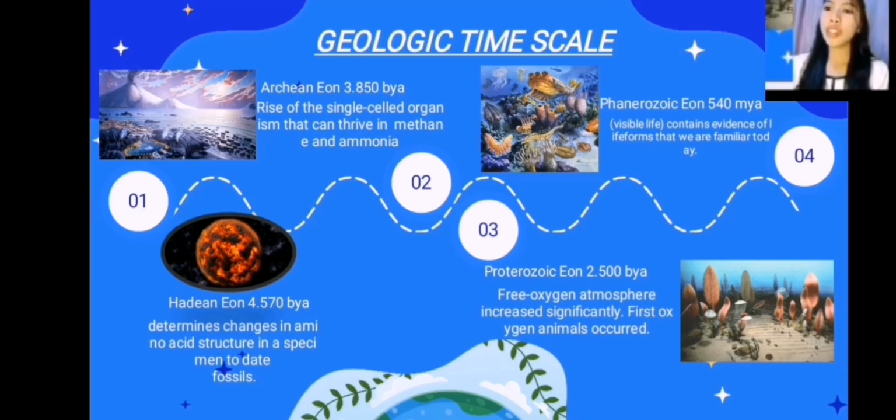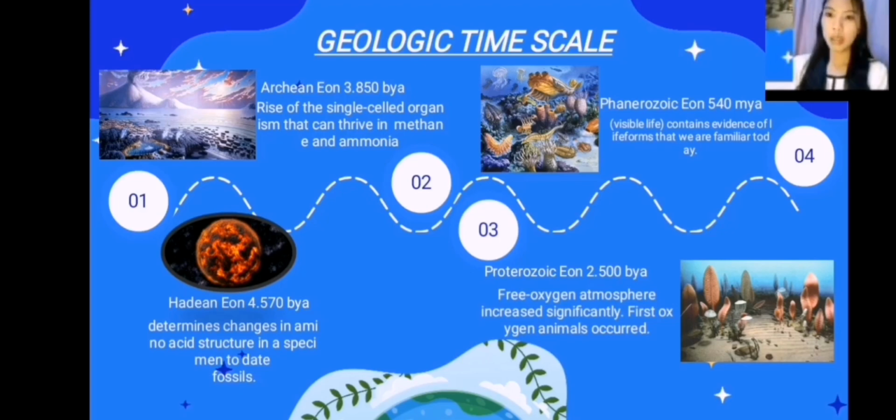4.570 billion years ago. It determines changes in amino acid structure in a specimen to date fossils. Second is the Archean Aeon, 3.850 billion years ago, rise of the single-celled organism that can thrive on methane and ammonia. Third is the Proterozoic Aeon, 2.500 billion years ago.